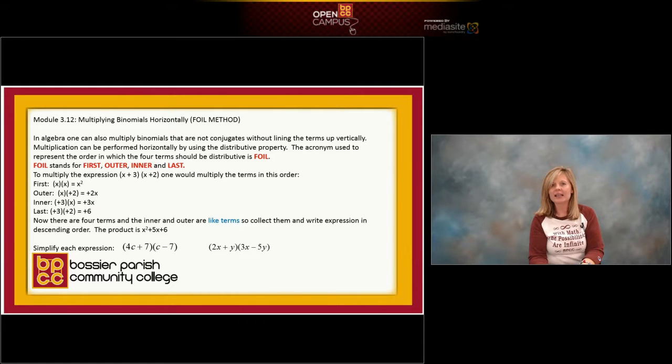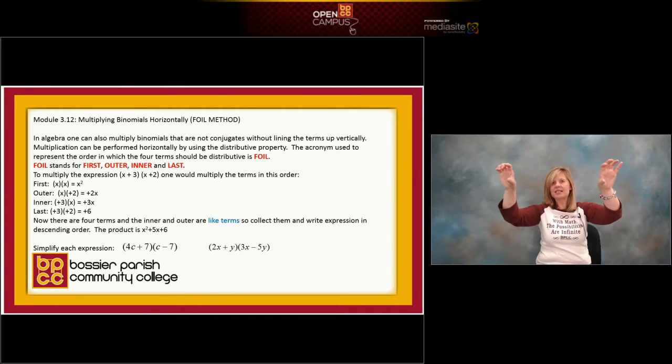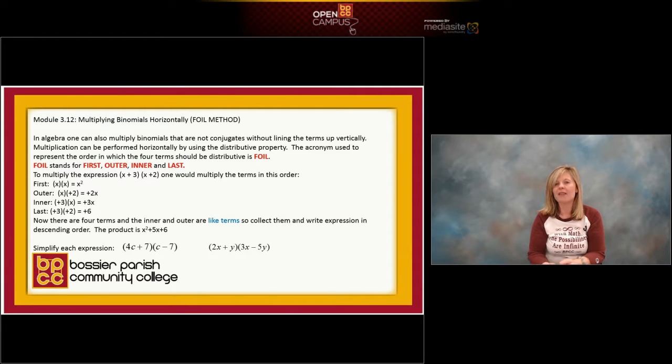The letter I stands for inners. So now if we have our two sets of parentheses side by side, the inners are going to be the two terms in the middle. That is going to be your positive 3 and your x. And we multiply that, that's the positive 3x. And L stands for last. That's the last terms in the parentheses. So in the first parentheses, the last term is 3. In the second parentheses, the last term is 2. So positive 3 times positive 2 will be positive 6.